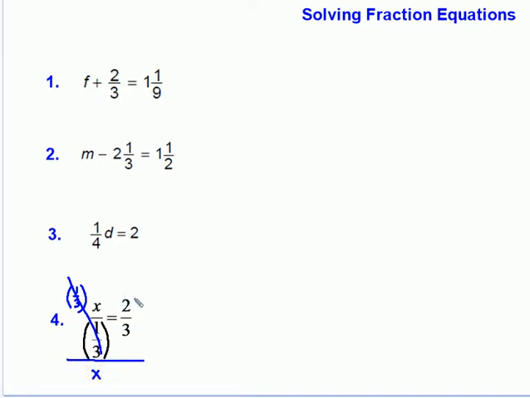Now, on this side, because whatever we do to the left side, we also have to do to the right, we have to multiply by 1/3 over here. And that is a very simple thing. We multiply across the top and the bottom, and that gives us 2/9. So our answer is x is equal to 2/9.